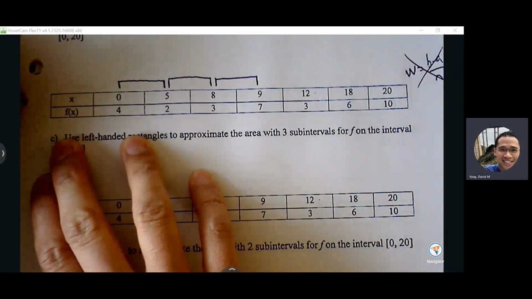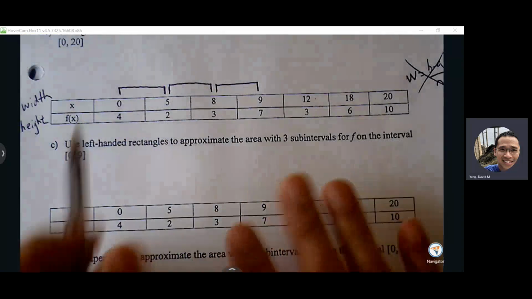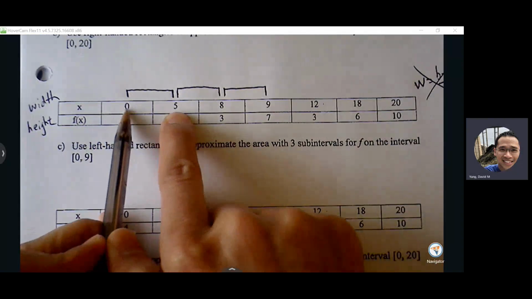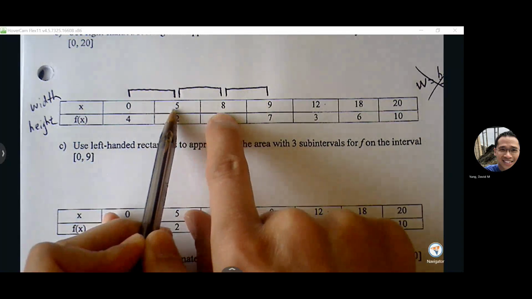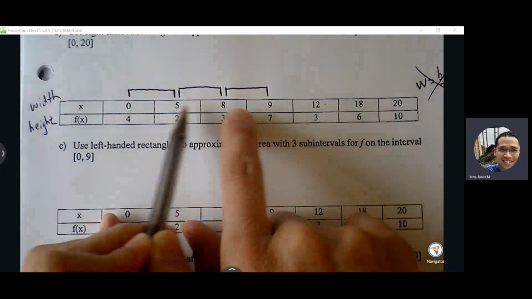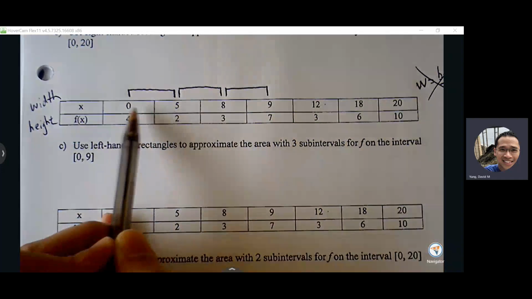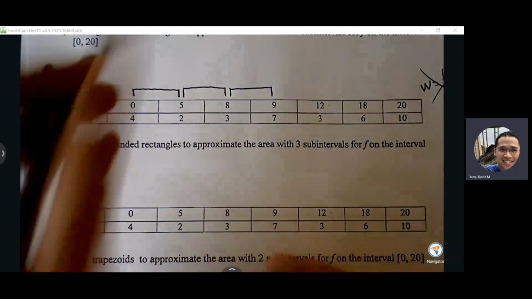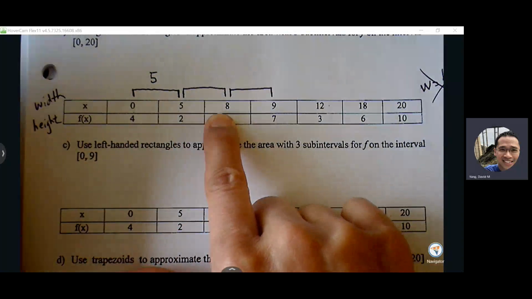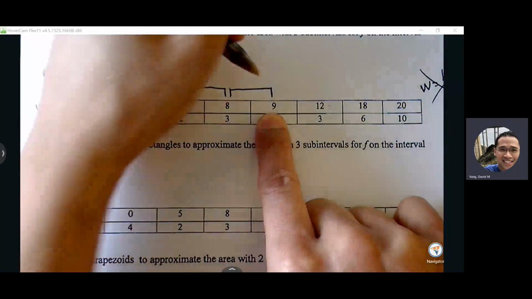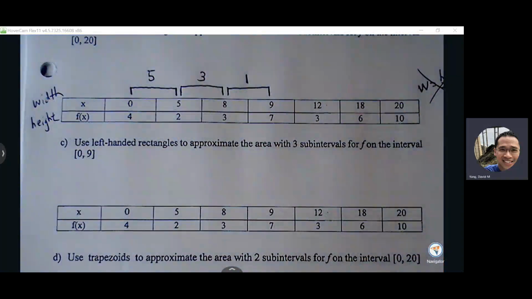Okay, the width is going to come from your first row. Your height is going to come from your second row. To find the width, what do we do? Do we add or do we subtract? Subtract, right? So the distance from 0 to 5 is 5 minus 0, which is 5. Okay. The distance from 5 to 8 is 3. The distance from 8 to 9 is 1. So these will act as the width of these rectangles.